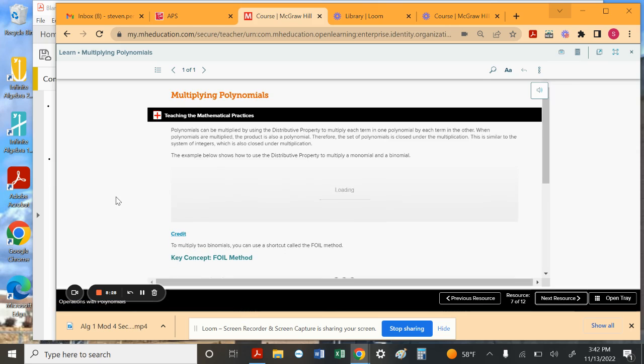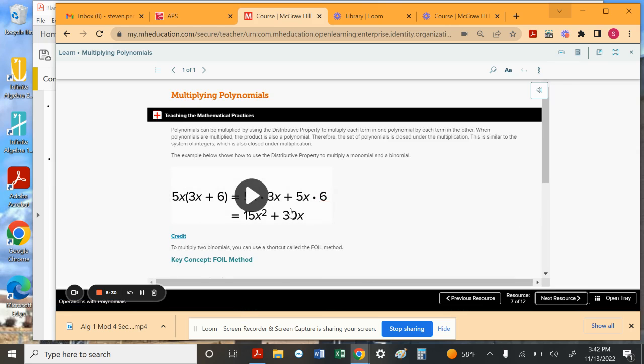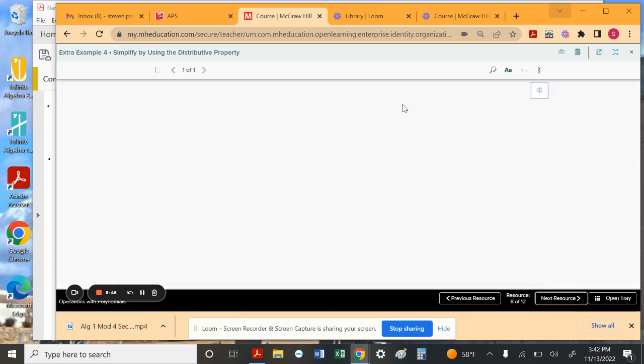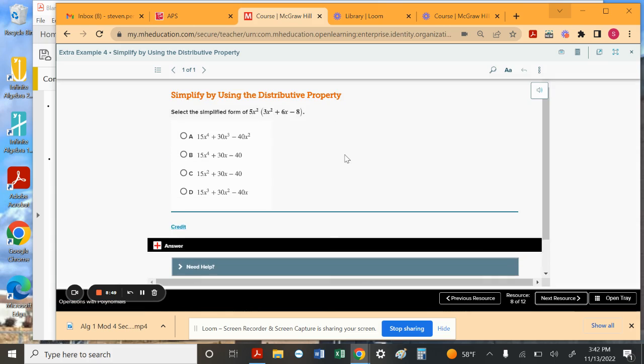On the next one, we're going to move over and multiply polynomials. And this kind of shows you how to do the distributive property. So we're going to distribute the 5x through. So 5x times 3x and 5x times 6. Notice that's what they're doing there to get an answer. So you can watch that video and see how to do it, just as another way to get some help as you're going through the problems.